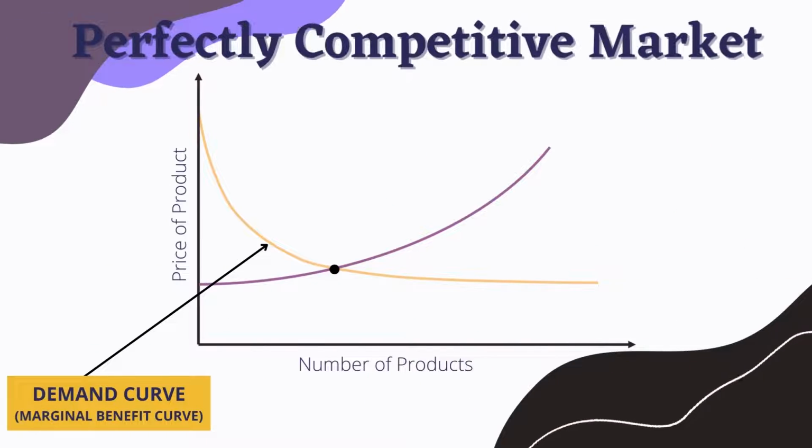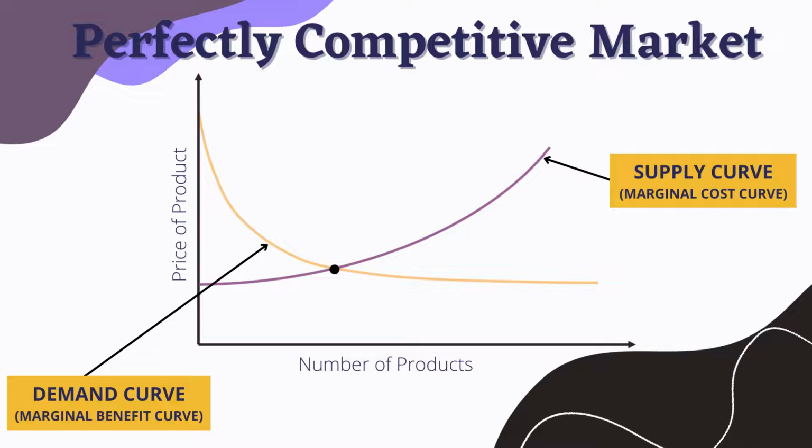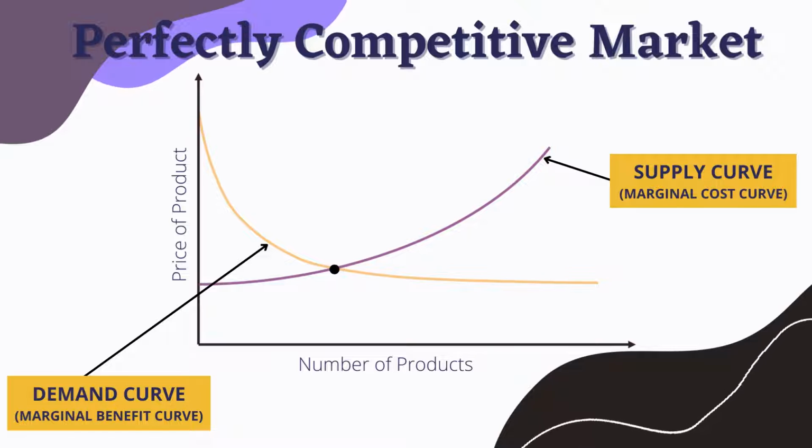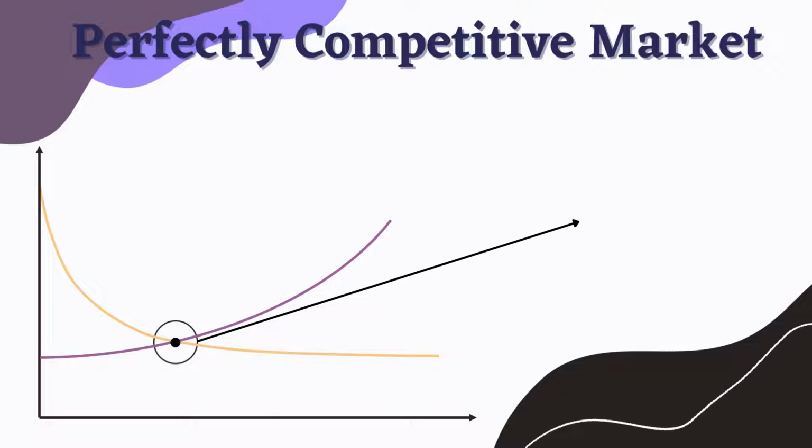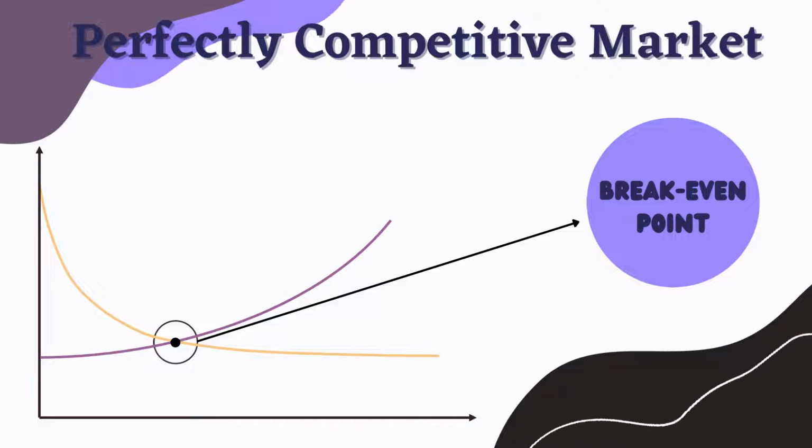On the graph, we can see the relationship between the demand curve, the orange line, and the supply curve, the purple line. The demand curve is also known as the marginal benefit curve, while the supply curve can also be referred to as the marginal cost curve. The point where the supply curve and the demand curve meet is called the break-even point. At this point is when a business is not making or losing any money. Usually, all private businesses operate on the right side of this break-even point, so they can make a profit.